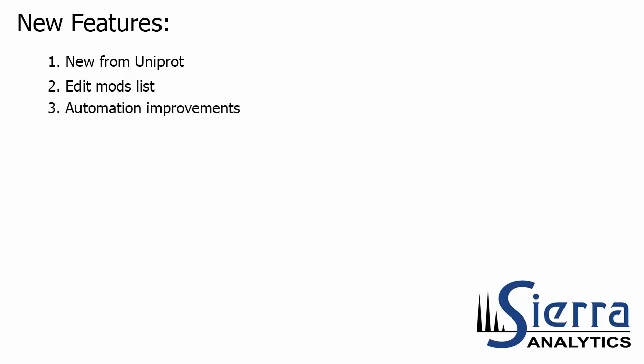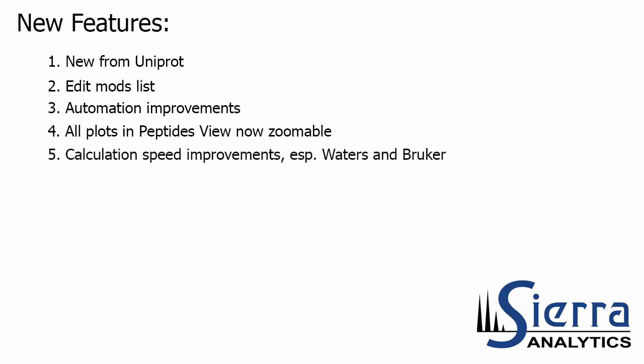So to summarize the new features, we have the ability to import a UniProt sequence when creating a new file. We have the ability to edit the modifications that appear in the pop-up menu, and in addition to edit that list even on the fly when you create a new modification in your project. We have new automation capabilities. Check out the manual for those. All peptide plots are now zoomable. We have some speed improvements, especially for Waters and Bruker data. We have the ability to set up a deuteration buffer percentage, and if you do that, HDExaminer will automatically scale all of your results in that experiment.